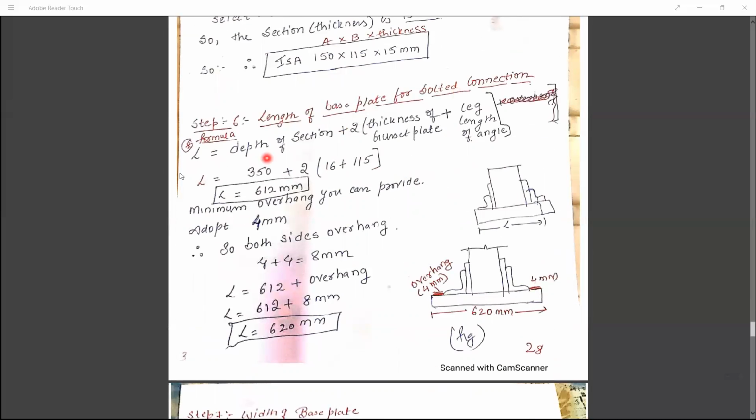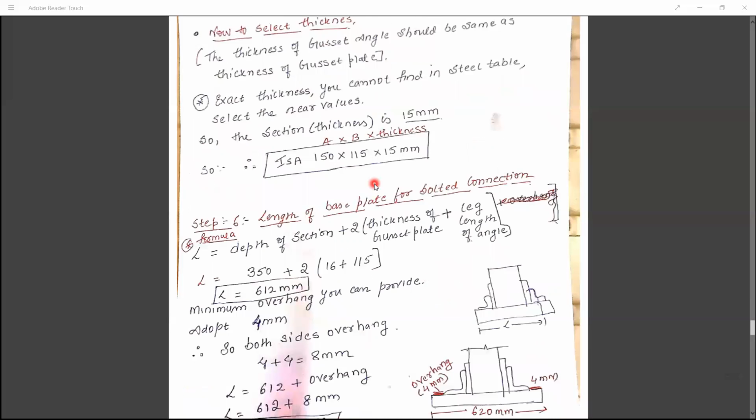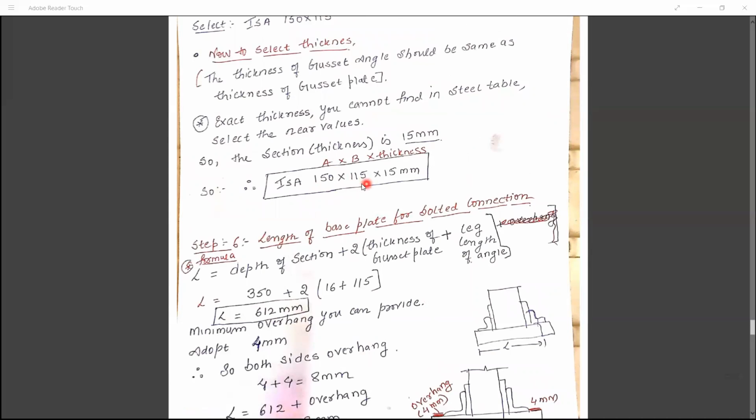Length of base plate for bolted connection. This is the fixed formula. L is equal to depth of section, nothing but height of section, plus 2 times the thickness of gusset plate, this is one side, plus 2 times the leg length, this one leg length and this is one leg length. So 350 plus 2 into 16 is our gusset plate, and 115 is our leg length. That is nothing but the connecting leg length. See this part, 150 into 115. This is our connecting leg length.